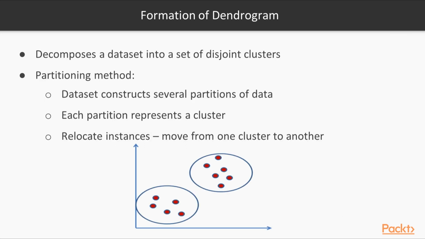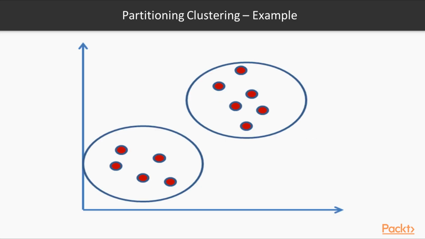The next one is partitioning clustering. So, partitioning clustering decomposes a dataset into a set of disjoint clusters. Given a dataset, a partitioning method constructs several partitions of the data, with each partition representing a cluster. These methods relocate instances by moving them from one cluster to another, starting from an initial partitioning. This figure shows how a partitioning clustering constructs several partitions of the data.